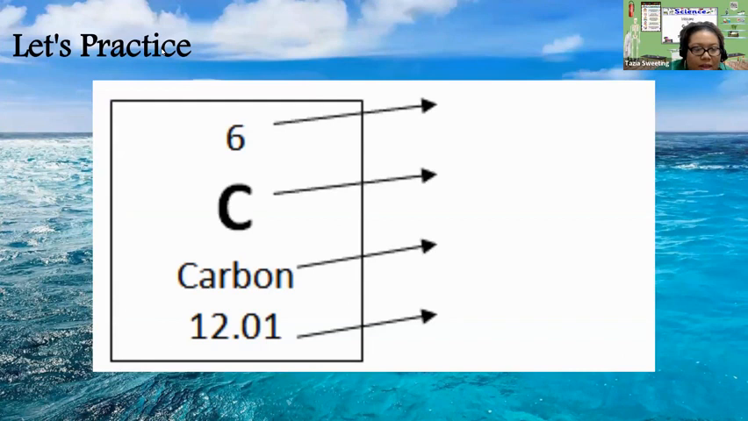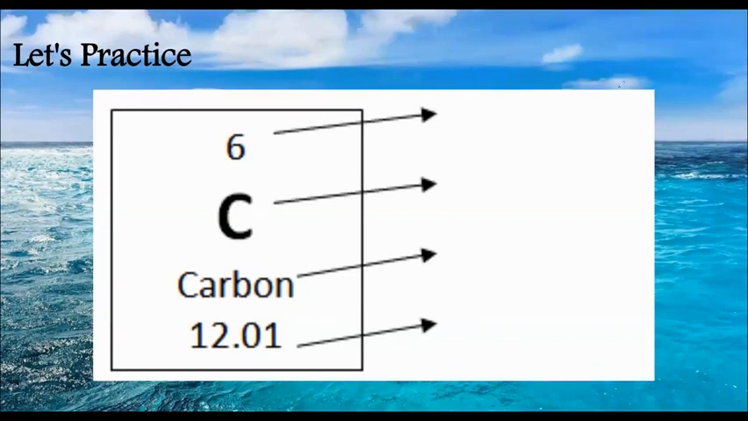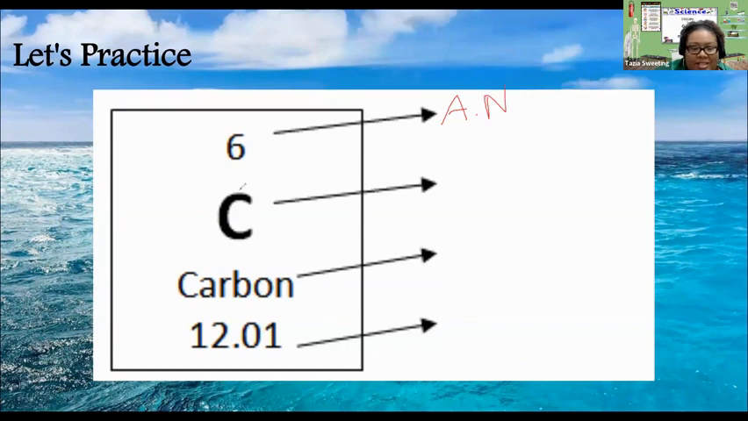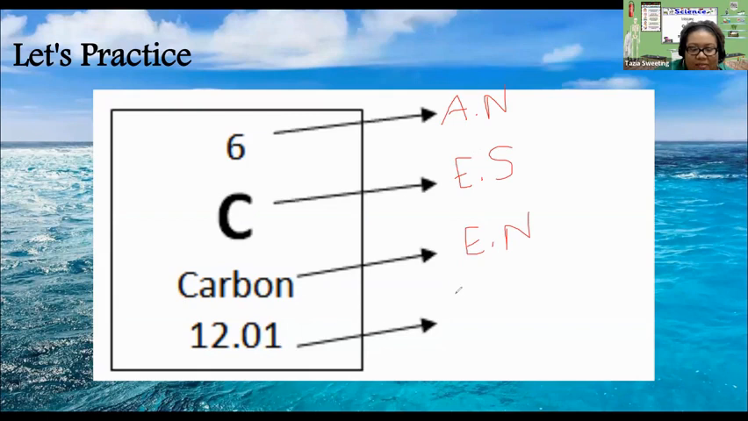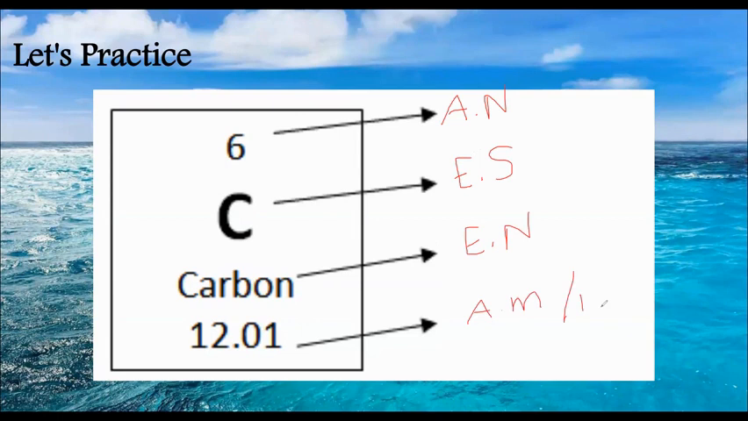All right. Can y'all fill this out for me quickly? Let's see. What does that 6 represent? Atomic number. All right, atomic number. I'm gonna abbreviate. What is a C? Element symbol. What is the carbon? Element name. And the 12? Atomic mass. Atomic mass or atomic weight, whichever one you want to use.